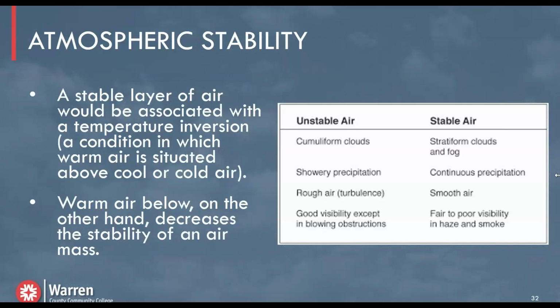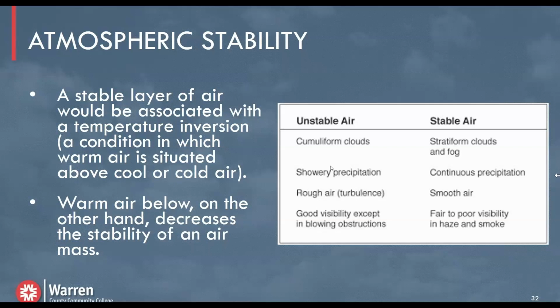A stable layer of air would be associated with a temperature inversion, a condition in which warm air is situated above cool or cold air. In other words, that warm front is getting pushed out by the cold front. That's where you're likely to get a thunderstorm. Warm air below, on the other hand, decreases the stability of an air mass. This can be a little bit confusing when you first think about it. Unstable air is when the warm front is pushing the cold front out, but it's also pushing it towards the ground. That's when you're going to get a lot of showers. You're going to get unstable air.